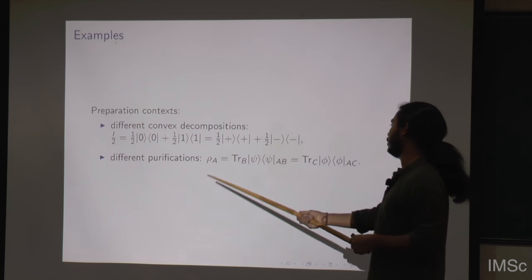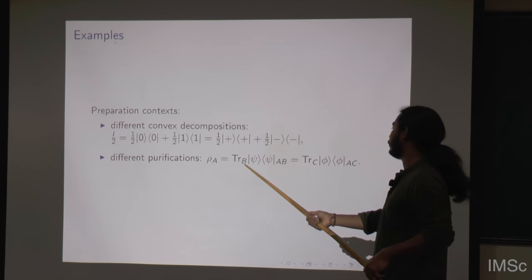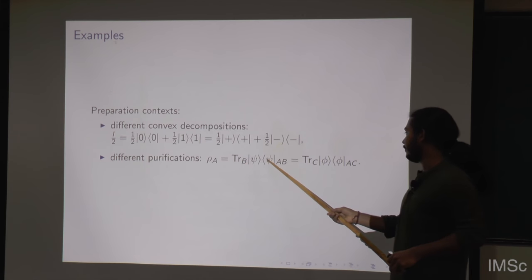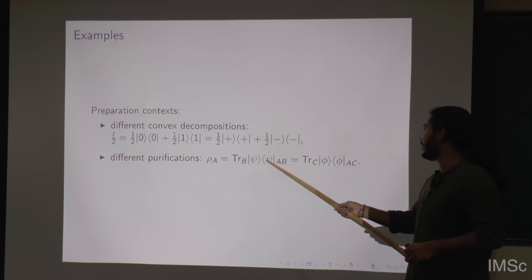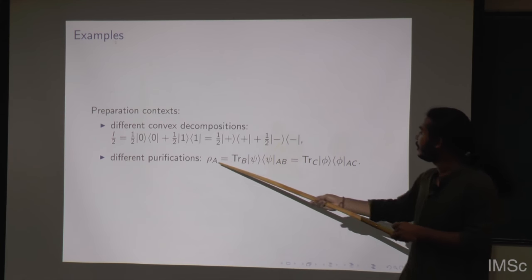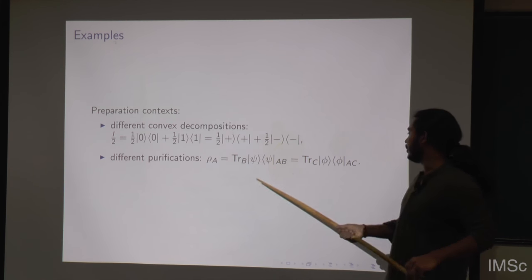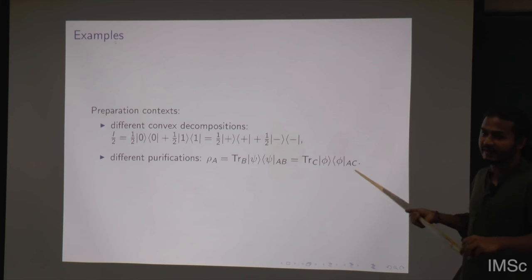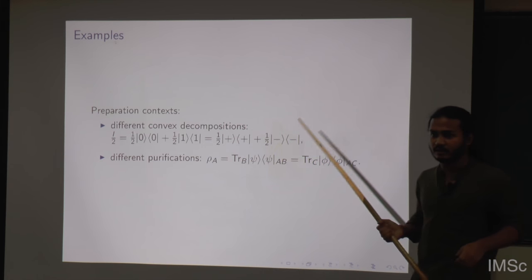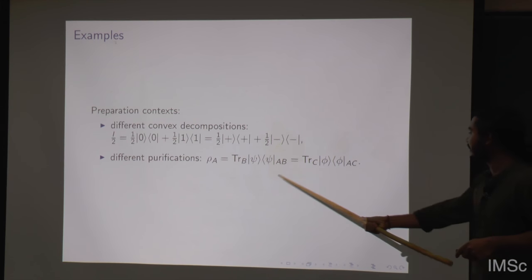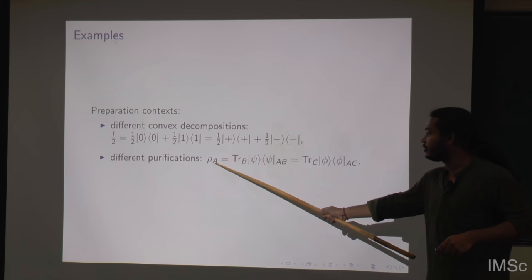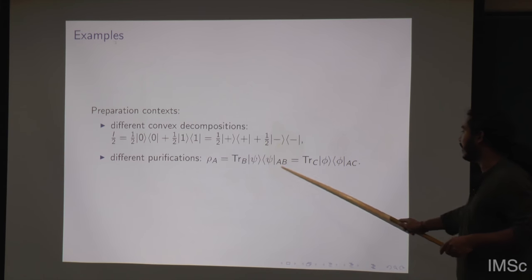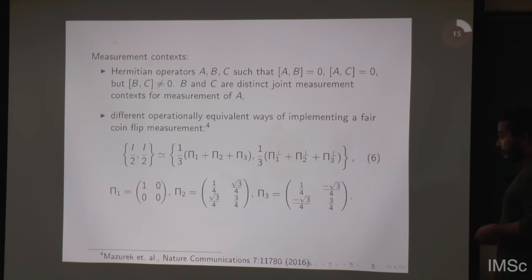Similarly, you can also talk about purification. If you trace over some ancilla B over this pure state psi AB, then you get density operator rho A. Similarly, if it's some different ancilla, you could recover the same density operator on the reduced system. Okay, so this is a difference of context. The predictions of rho A are independent of where rho A came from, right?